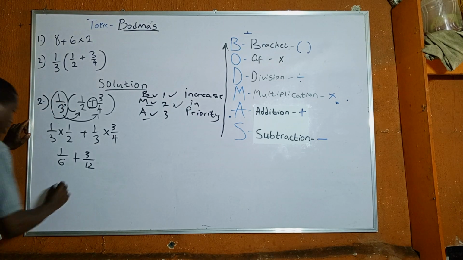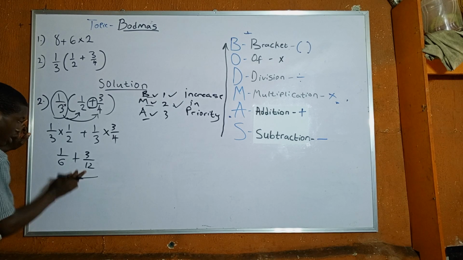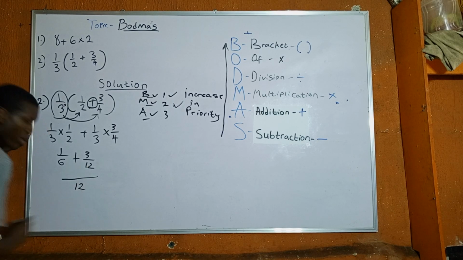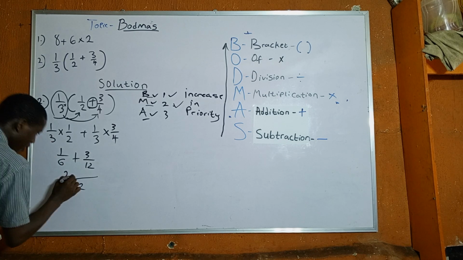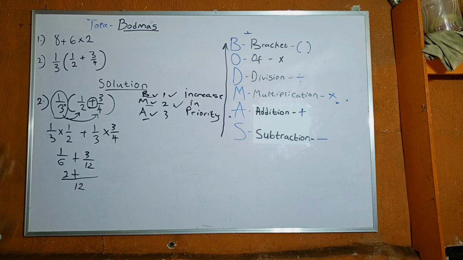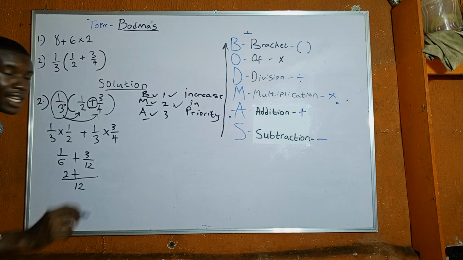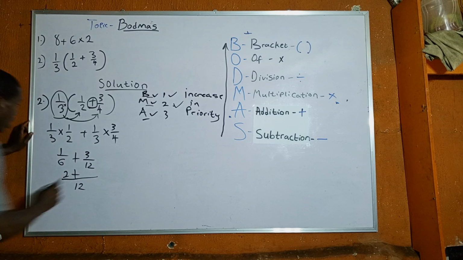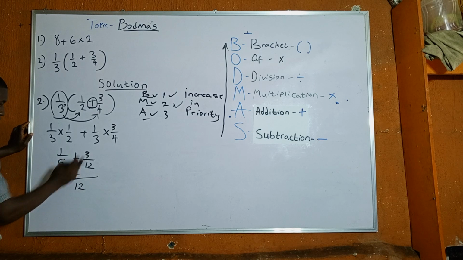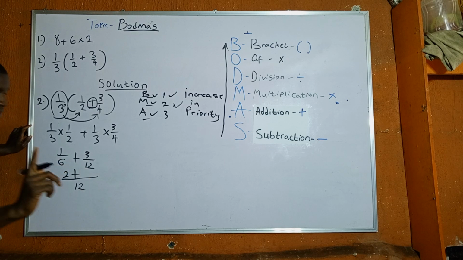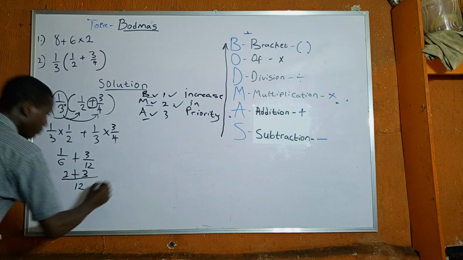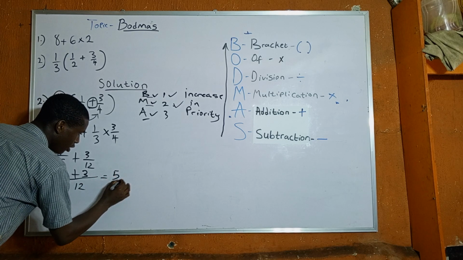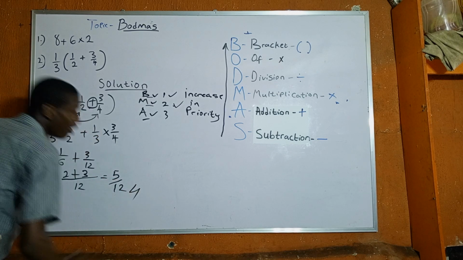To clear addition, we need the LCM. So the LCM will be 12. 12 divided by 6 gives you 2. 2 multiplied by 1 gives you 2. Plus, and by the way, if you don't know how to solve LCM, subscribe and check my other videos because I've already done that in the previous videos. So, continuing, 12 divided by 12 gives you 1. 1 multiplied by 3 gives you 3. So, 2 plus 3 gives you 5 over 12. And that is your final answer.